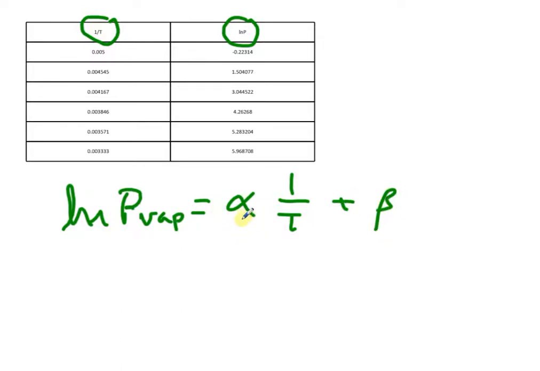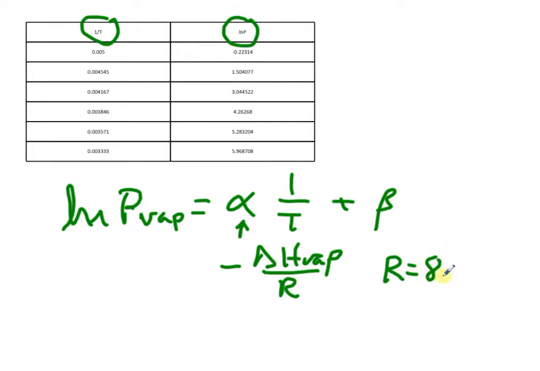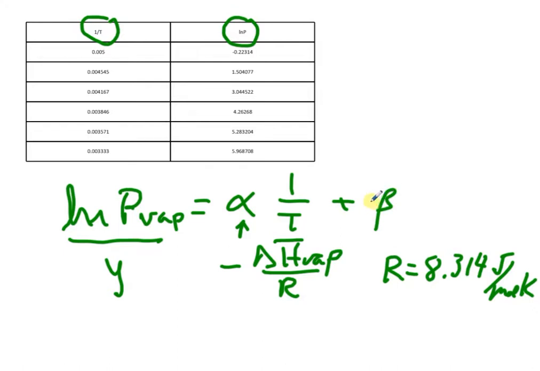They found that this constant is minus the delta H of vaporization normalized by the universal gas constant R, where R has a value of 8.314 joules per mole Kelvin. In this case, we can see that this would be a straight line, where this is the y, 1 over T is the x, this is the slope, and this is the intercept.